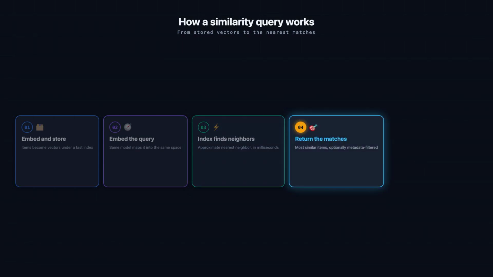Finally, the database returns the most similar items, ranked by closeness. And you can filter as you go, asking for the nearest vectors where the category equals something specific, so meaning and plain metadata work together in one single query.